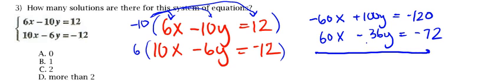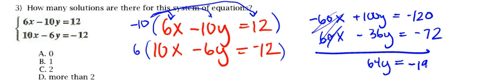Well, look, this is why I chose to multiply by those numbers, because now I can eliminate x. 60x and negative 60x make 0. 100y and negative 36y gives me 64y. And negative 120 and negative 72 gives me negative 192. I would divide both sides by 64 and pull out your calculator. It actually turns out nicer than you think. You get y equals negative 3.